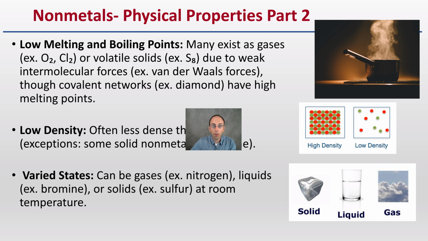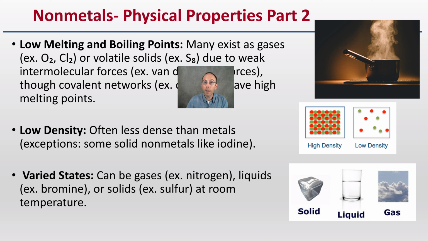In addition, unlike our metals, the nonmetals will have low melting points. Many exist as gases or volatile solids due to weak intermolecular forces, such as van der Waals, except for covalent networks like diamond that have high melting points. So again, keep in mind that for the most part, many are going to have low melting or boiling points. They're often going to be less dense than metals, with some exceptions, but overall less dense when we compare them to metals.